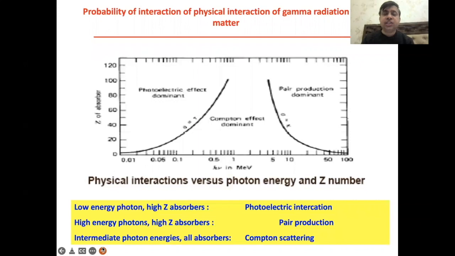Okay, so this is what I was talking about in the previous slide. What is the probability of physical interaction of gamma radiation with matter? See, we are modulating the radiation source in such a way that from 0.01 to 0.5 mega electron volt, the photoelectric effect is the dominant effect. So here it is better to use this for diagnosis purposes, because it is able to differentiate between the matter.